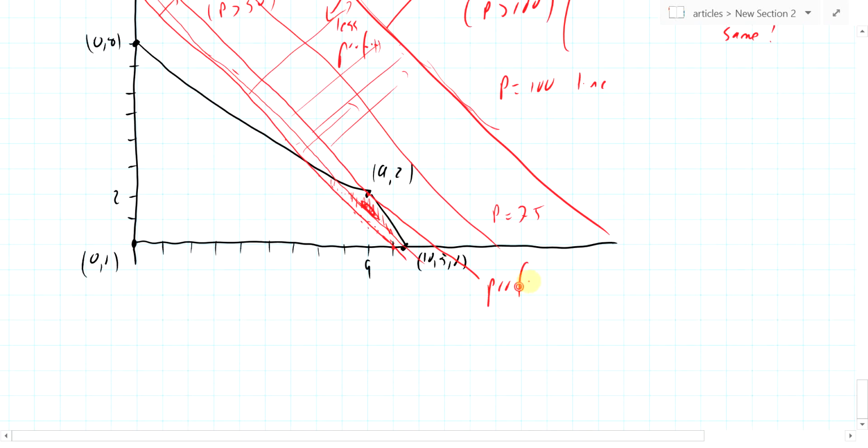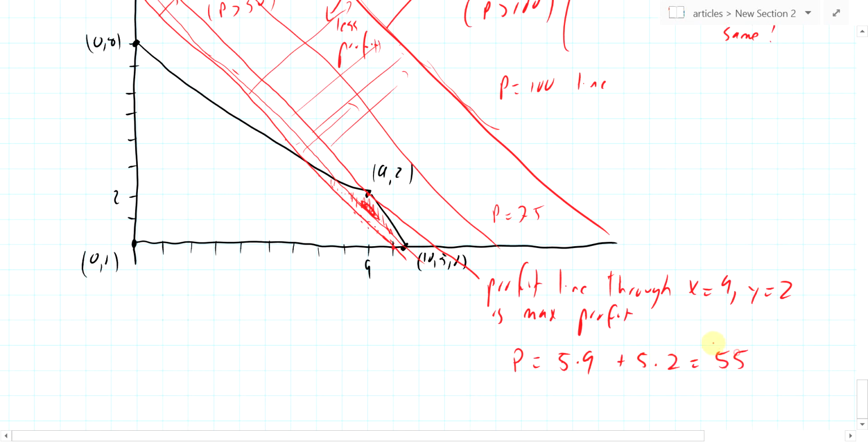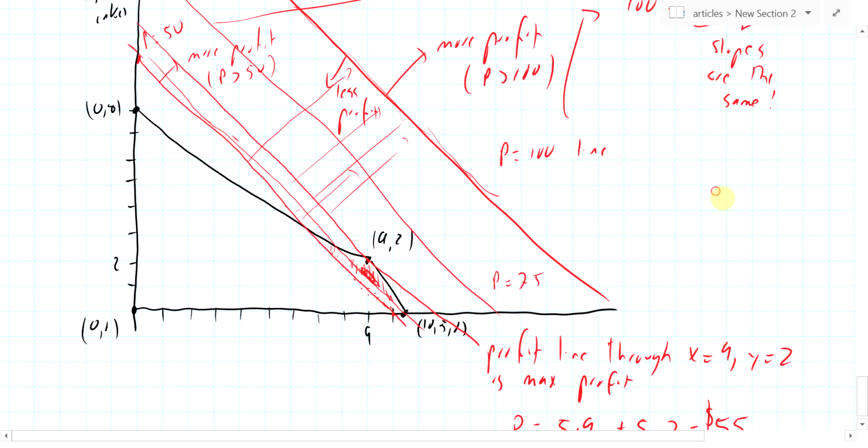So the profit line through the corner point x equals 9, y equals 2 is the max profit. And so P equals 5 times 9, because you get $5 for each layer cake, plus 5 times 2, that's $55. So the maximum profit they can get is 55.